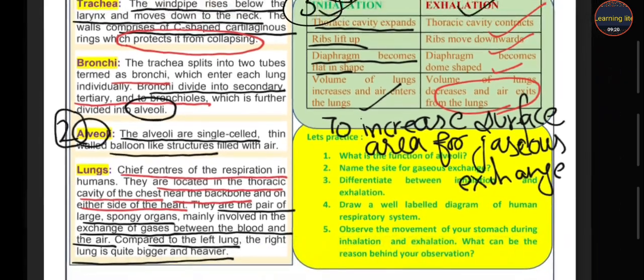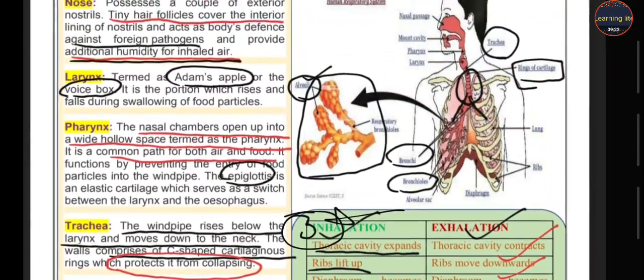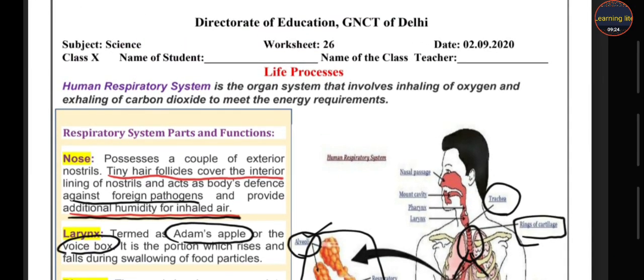I think this worksheet is clear to you, and how our respiratory system works is also clear to you.